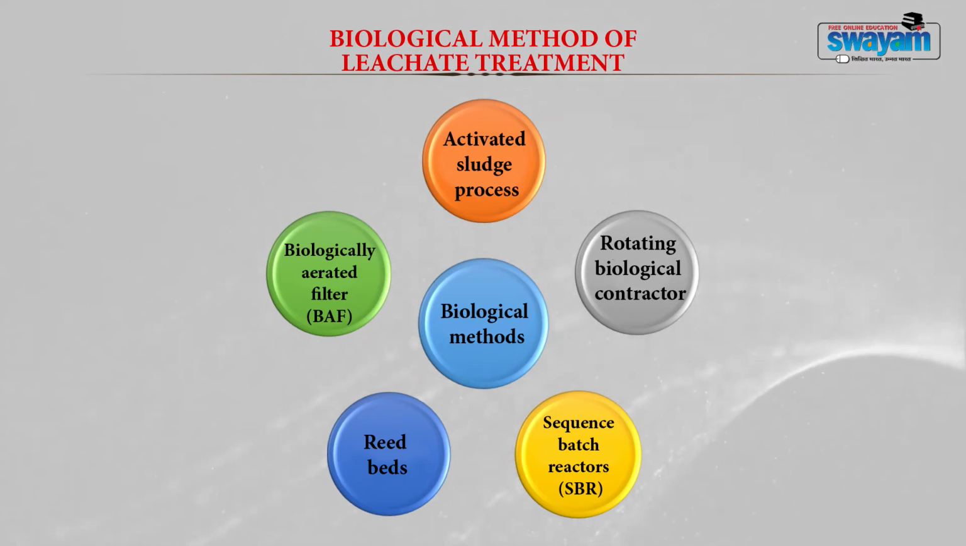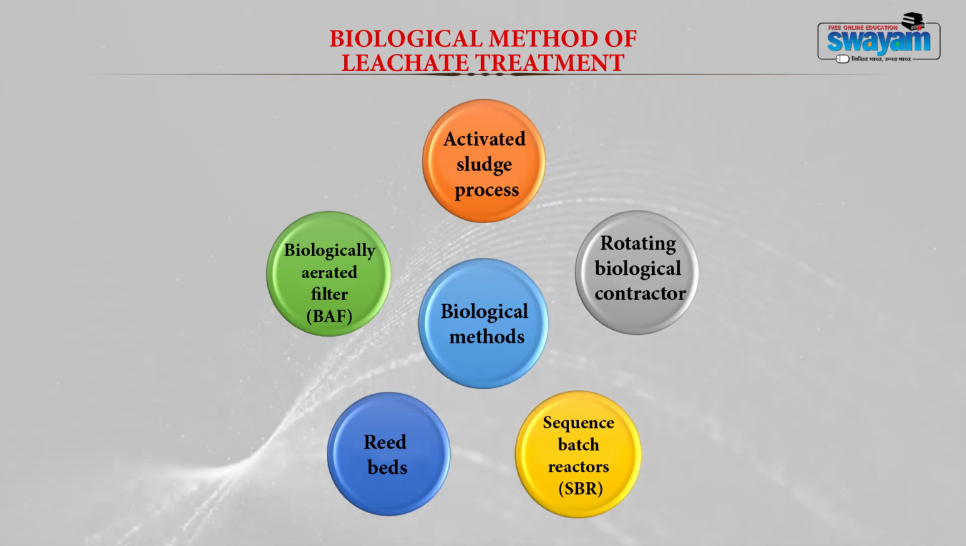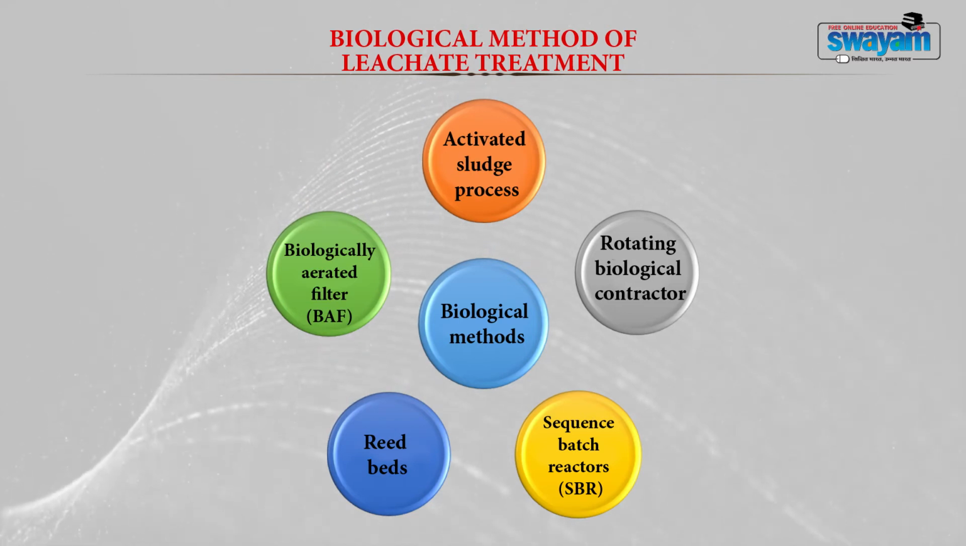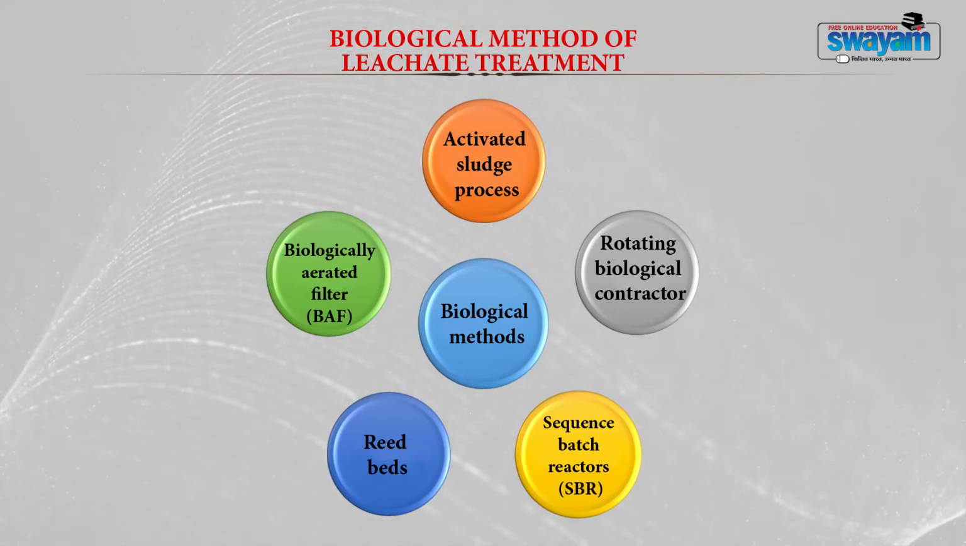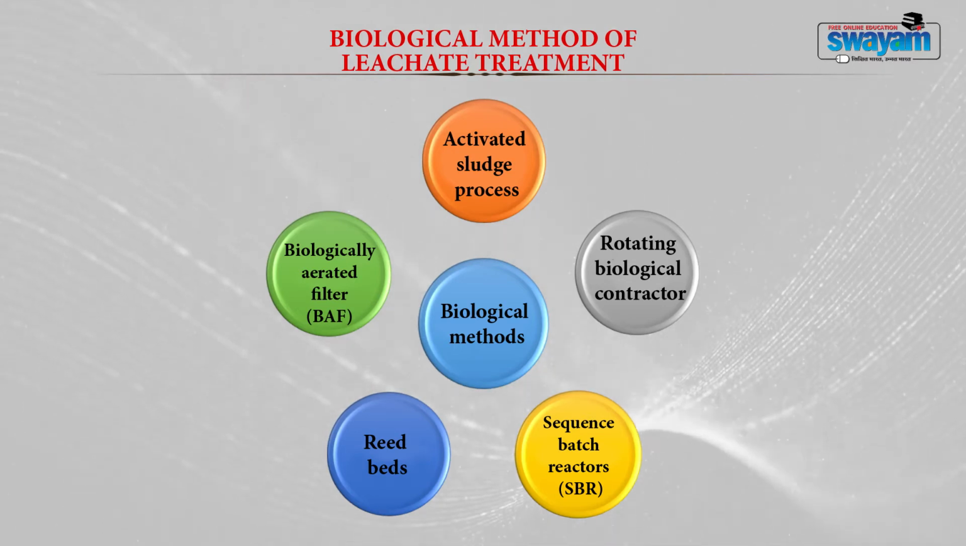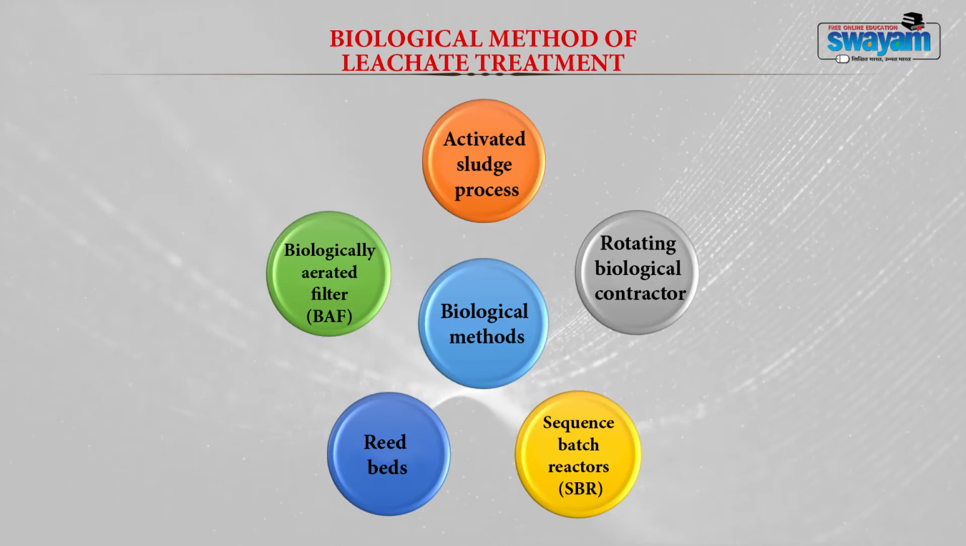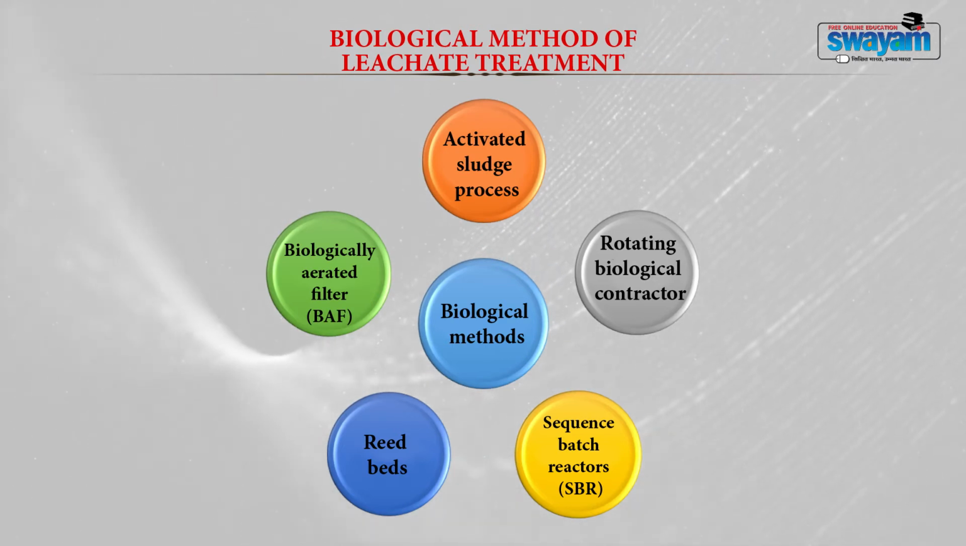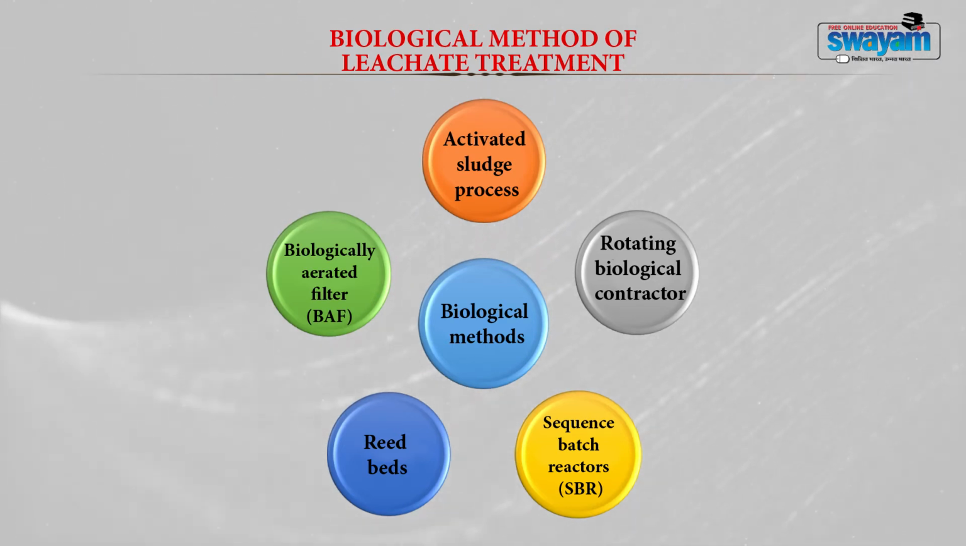Likewise, the sequencing batch reactor is also a biological reactor where again the leachate is subjected to a mass of microorganisms and treated. Now, reed beds are where plants are used to treat the leachate. There are plants like Typha and Phragmites, which are all used for converting the pollutants that are present in the leachate into simpler ones. Finally, biologically aerated filters are also used as a biological method for treating your leachate.